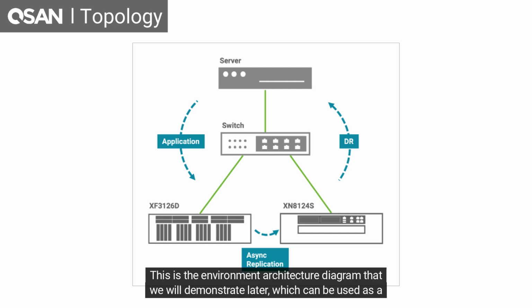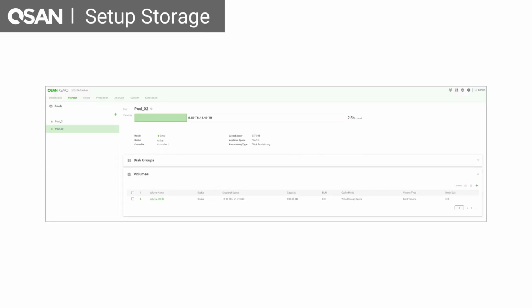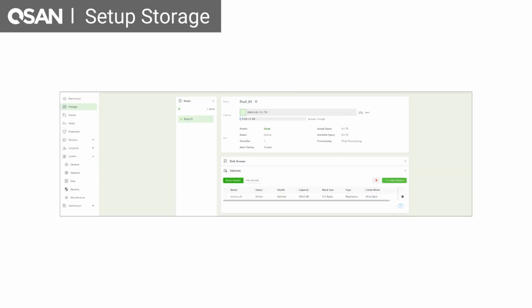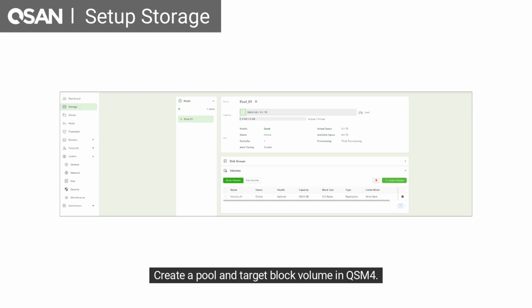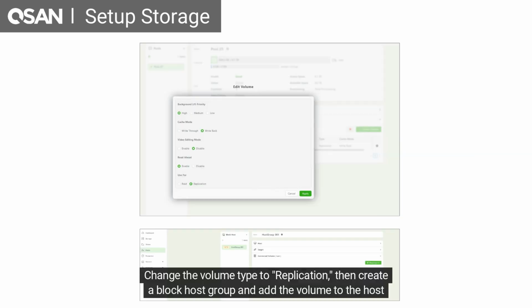This is the environment architecture diagram that we will demonstrate later, which can be used as a reference. Create a pool and source volume in XEVO, then create a host group and add the volume to the host group. Create a pool and target block volume in QSM4. Change the volume type to replication, then create a block host group and add the volume to the host group.